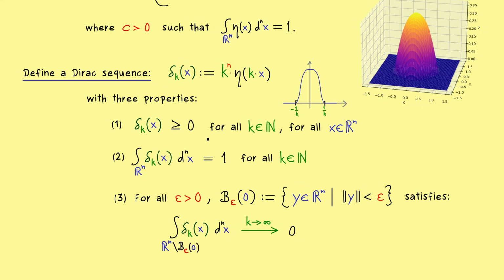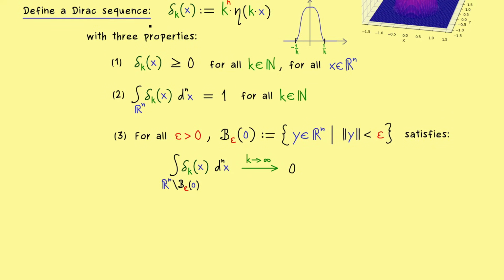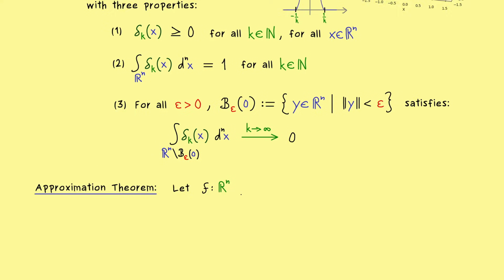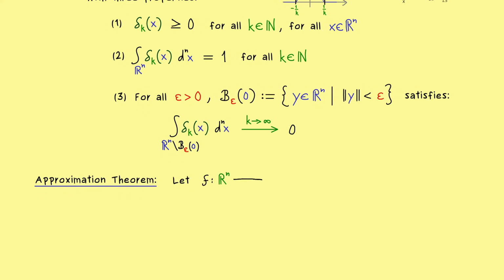However, every sequence of functions that satisfies these three rules we would call a Dirac sequence. And indeed, this is all we need to prove our approximation theorem. And there, as already mentioned, what we consider is a continuous function f. This one is defined on R^n, but it can have values in the whole complex numbers.